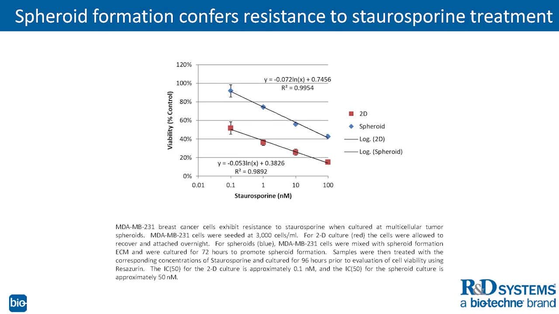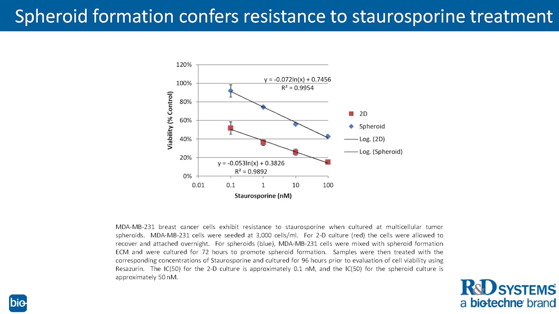And then we've also used this assay. This was done using the fluorescence assay to look at 2D versus spheroid viability with staurosporine treatment. And what we saw was that the 2D cells were much more sensitive to the staurosporine. They had an IC50 of around 0.1 nanomolar, whereas the spheroid cells, again these are the MDA MB231s, had an IC50 closer to 50 nanomolar.